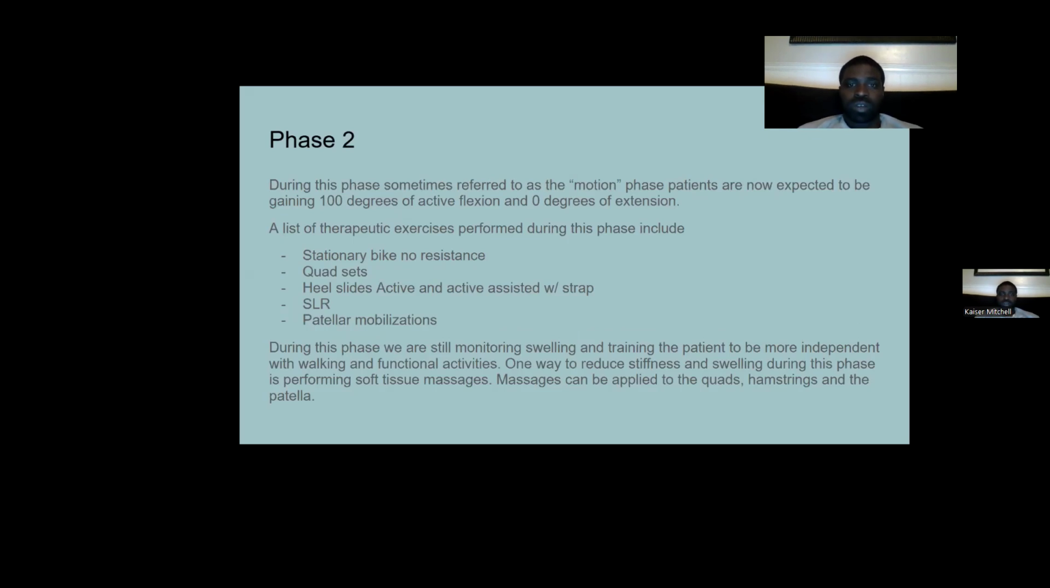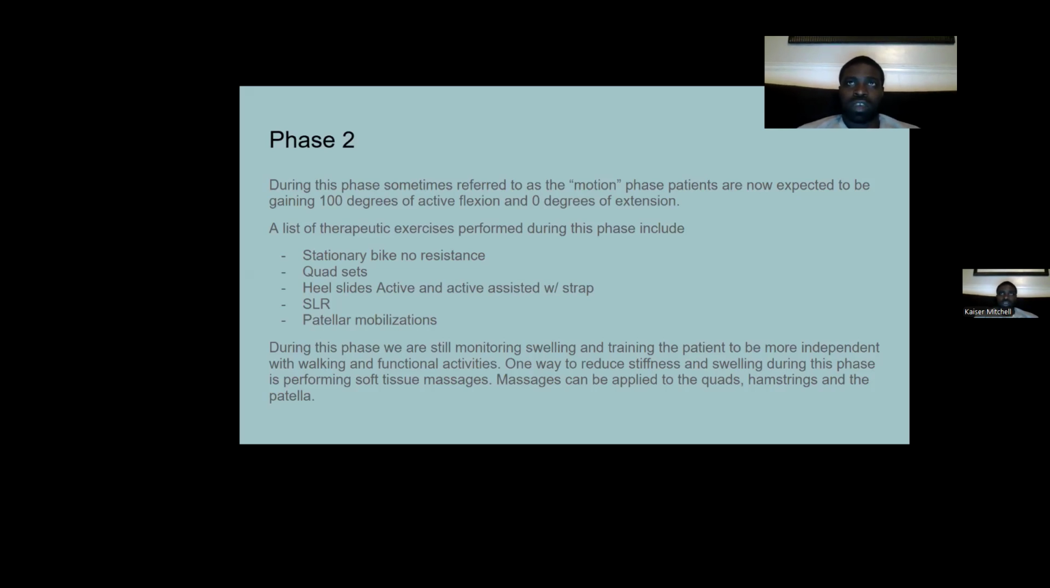Next is phase 2. This is when you're going to try to get a lot more of the motion back. You're going to go from 80 degrees to 100 degrees of flexion, and you want to be able to get at least 0 degrees of extension. Some good interventions you can do: stationary bike, no resistance, quad sets, heel slides, straight leg raises, and working on patellar mobs to get some of that motion back in the joint.